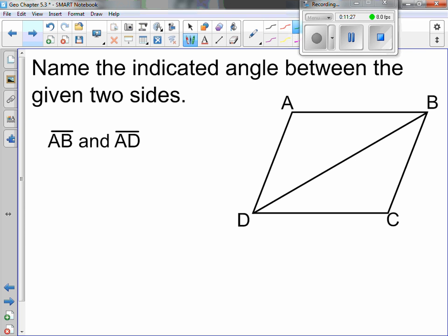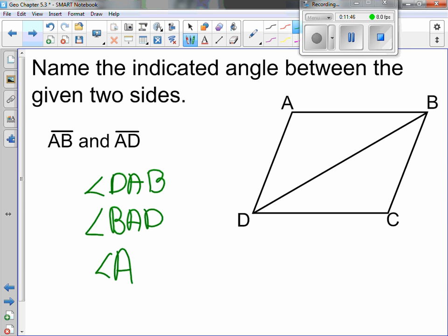Last one, let's do this one here. AB and AD. What would the angle be? This one could be named angle A, yes. Because angle A is by itself, so we can name it angle A. Questions on this here?